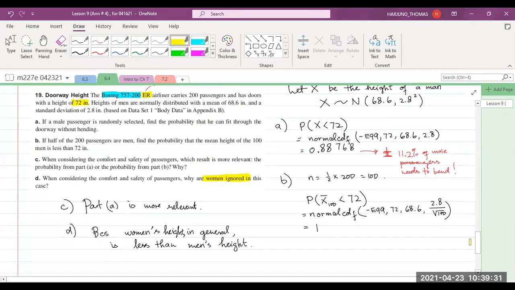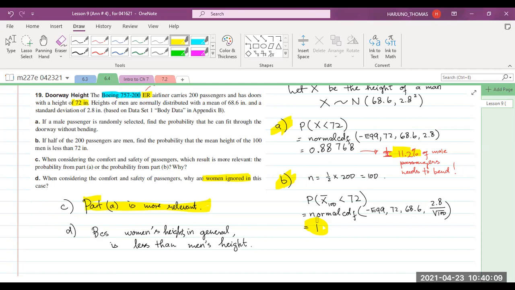According to our computation, approximately 11.2% of males will need to bend. Maybe just a little bit, so they should be okay, but it doesn't mean that's not relevant. Of these two cases, part A is more relevant. The majority of men will be okay. On average, their height is less than 72 inches, so they will fit through the door without bending, on average.